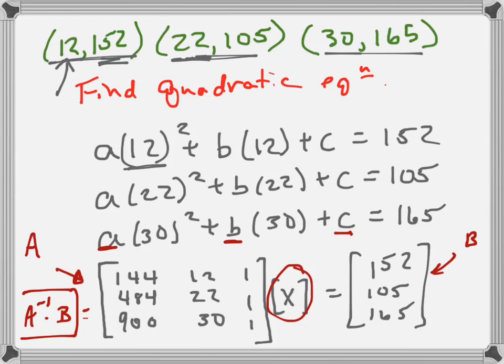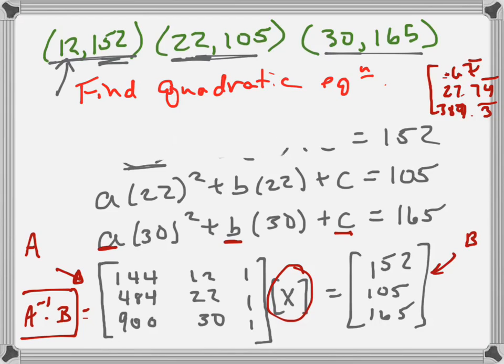All right, so when you do that, your 3 answers are going to be 0.67 repeating, 27.7 with the 4 repeating, and 387.3 repeating. You could convert those into fractions, but I don't think your teacher cares for you to do that. Those are, again, a, b, and c respectively.